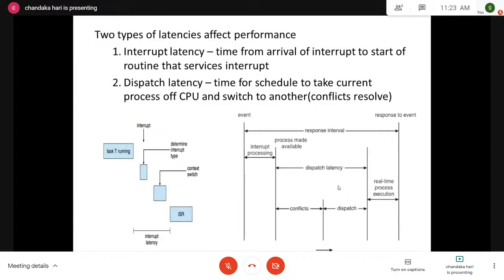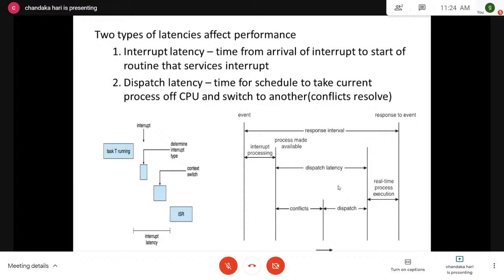That implies the conflicts have to be resolved. After resolving the conflicts, that is, after resolving the locking, what you need to do is then give it to the dispatcher.